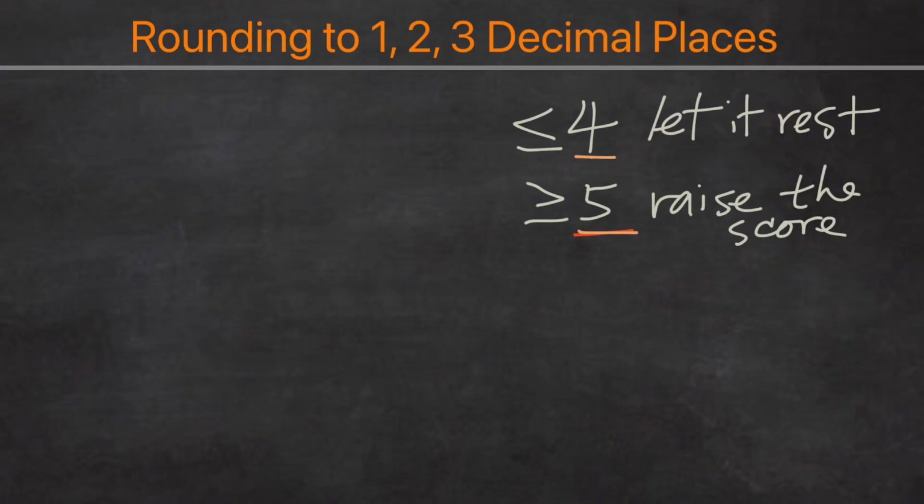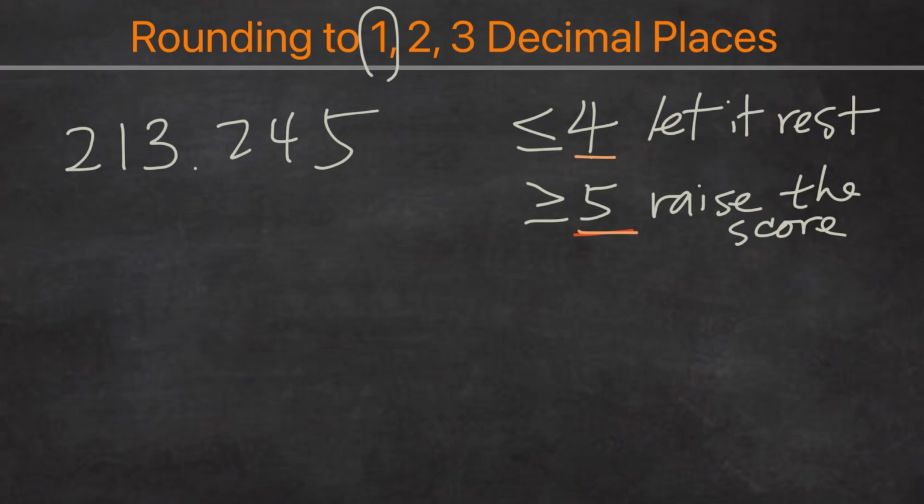Now let's try another example, a bigger number, in this case 213.245, and we are rounding to 1 decimal place. So 1 decimal place would be 2, and we will draw a line here, and then we will look to the right for the number. In this case, 4. Under the rule of rounding, we will let it rest, so we won't do anything on the 10th place.